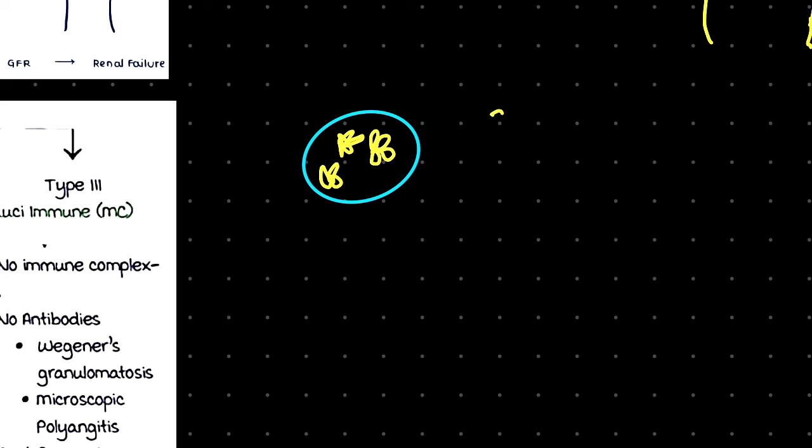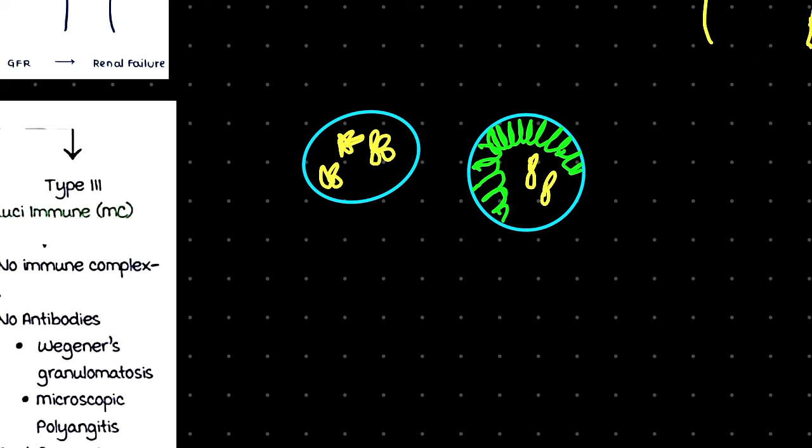But what will happen in the case of RPGN? The parietal cells will proliferate. As they proliferate, these glomeruli will just be in the shape of a crescent. So this is our crescent formation.